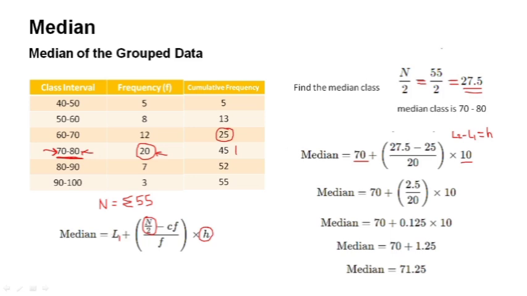L1 plus n by 2, where n is the total frequency, divided by 2, minus the cumulative frequency of the preceding class, that is the preceding class of the median class. So this is 25, divided by the frequency of the median class, which is 20, into the upper limit of the median class minus the lower limit of the median class, so that is 10. Put all these values and you will get the median equal to 71.25. So this is overall the calculation of the median of the grouped data.